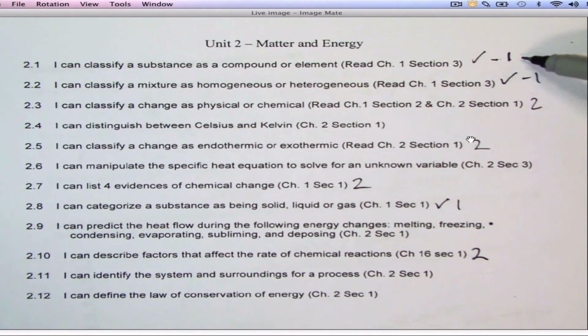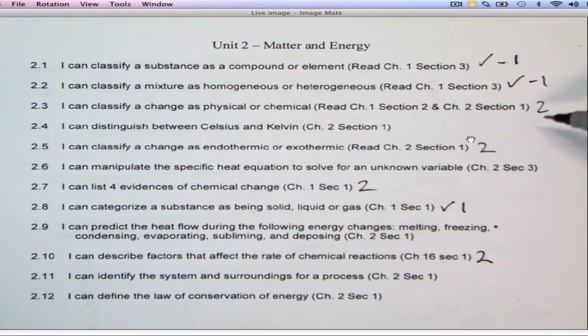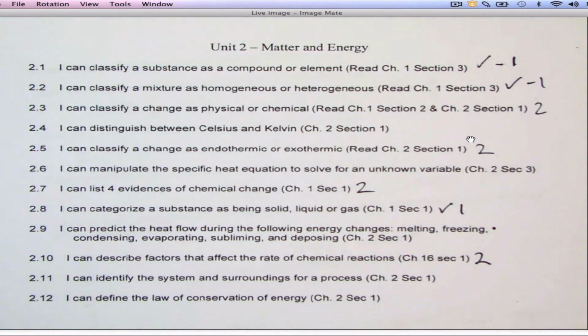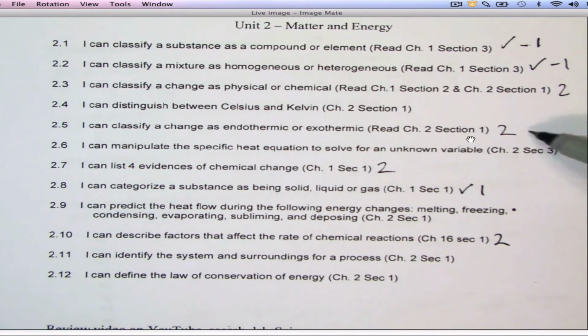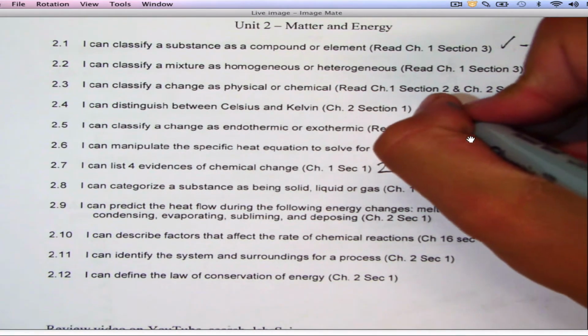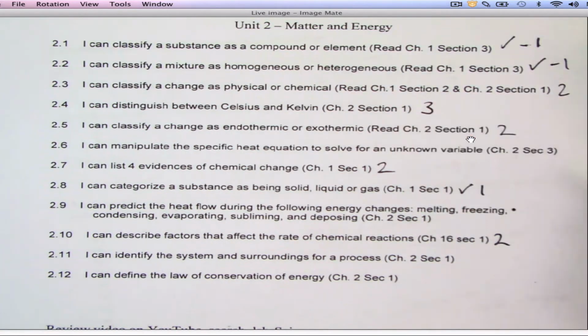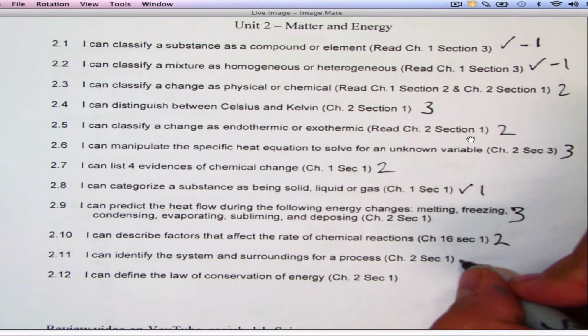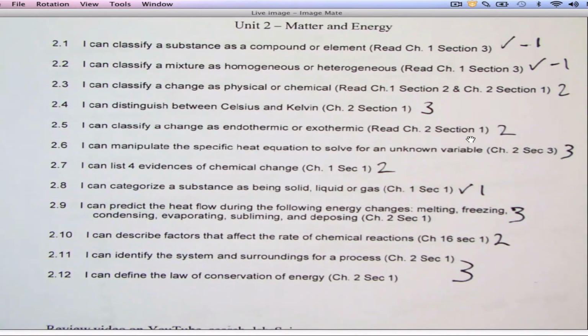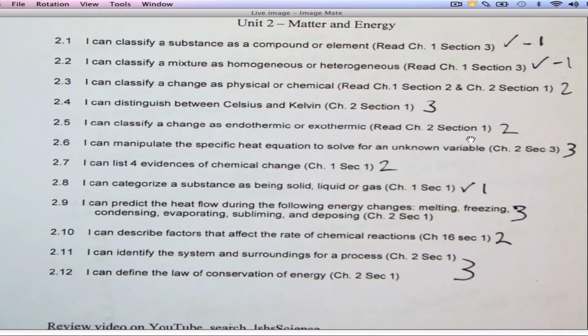First video in classification of matter, that's the one with the ones next to it. In the processes, matter processes, that's the ones with the two next to it. Those are the ones we covered so far. And in this one, which is the third video, we're going to talk about Celsius and Kelvin. We're going to talk about specific heat. We're going to talk melting and freezing. And we'll get into a little bit of this stuff too on the bottom. So we're actually pretty much done as soon as this video is done with.